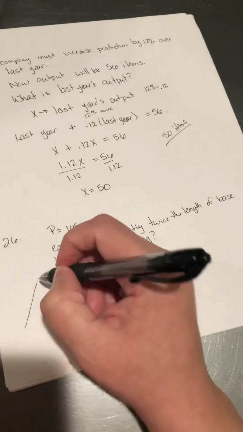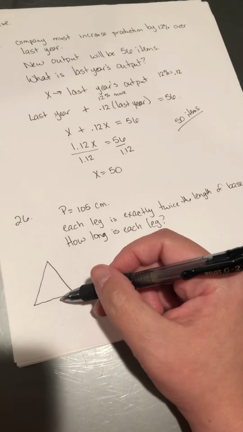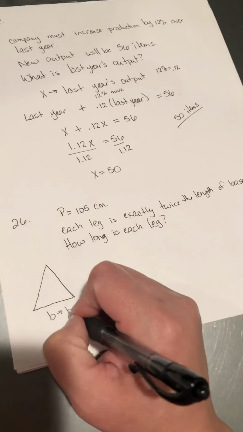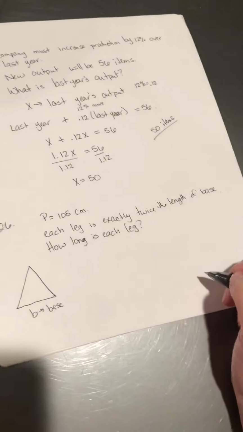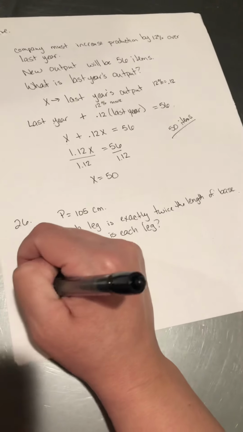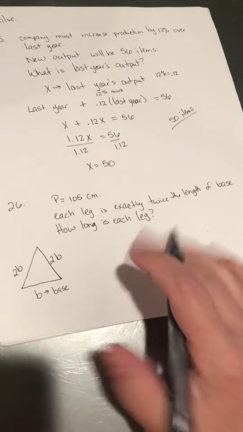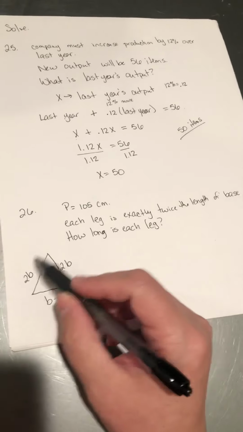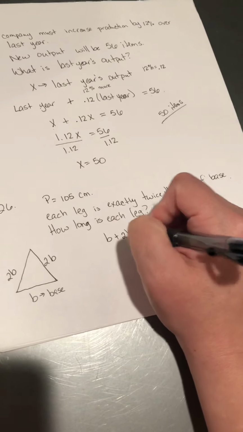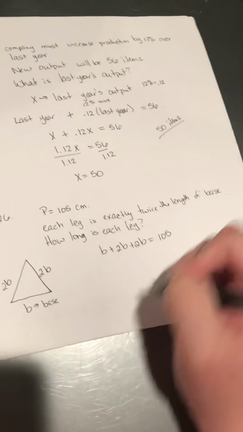So here's our triangle. Always helpful to draw a picture when you can. So here's our base, which is B. Or you can use X if you really prefer, but I'll use B for base. And each leg is exactly twice this length. So this leg has to be 2B, and this leg has to be 2B. So for perimeter, if you add up all the sides, you get the perimeter. So if I take my base plus each leg, I get my perimeter, which it told me is 105 centimeters.